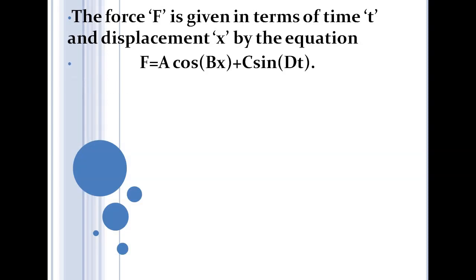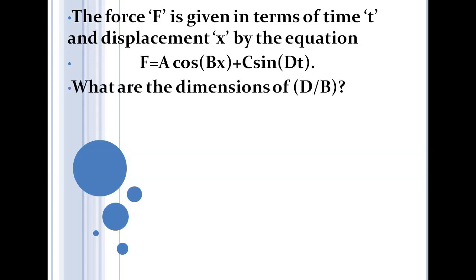One more problem. The force F is given in terms of the time t and displacement x by the equation F equals a cos bx plus c sin dt. F is the force, x is the displacement, and t is time, and a, b, c, d are the unknown quantities. And what about the dimensions of d by b?